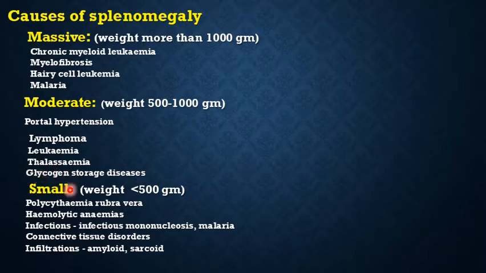In small splenomegaly, the spleen is large, but the weight is still less than 500 gram. Causes include polycythemia rubra vera, hemolytic anemia, infectious mononucleosis, and malaria. However, these two are associated with ruptured spleen. Also connective tissue disorder, amyloid and sarcoidosis.